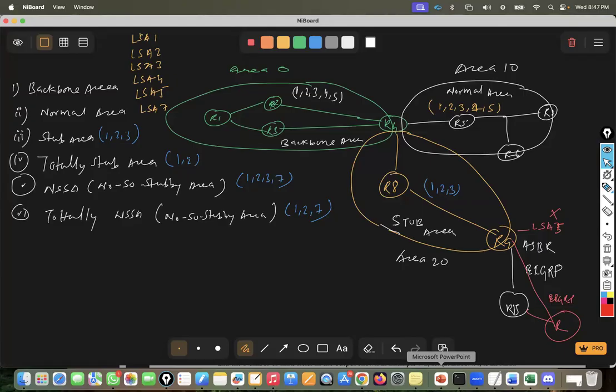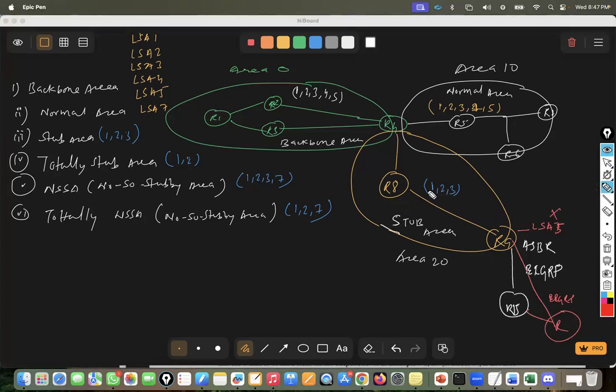Even if you redistribute EIGRP on this router, this router will never learn this LSA 5 route if you make this area a stub. We have a special command to make the stub area configuration. When I do the stub, redistribution is not going to happen. So stub means you are restricting any external routes from coming in. Make sense?